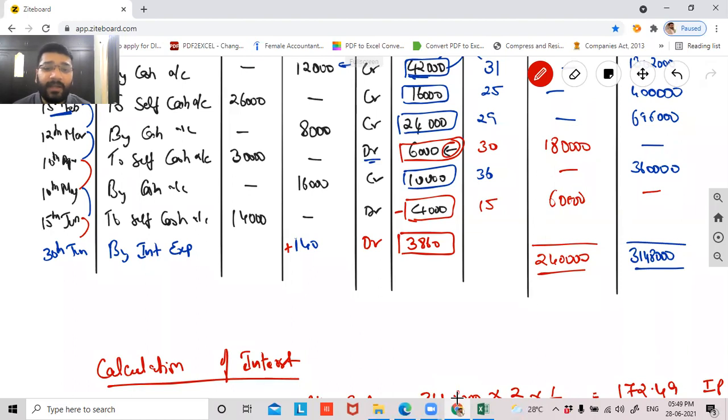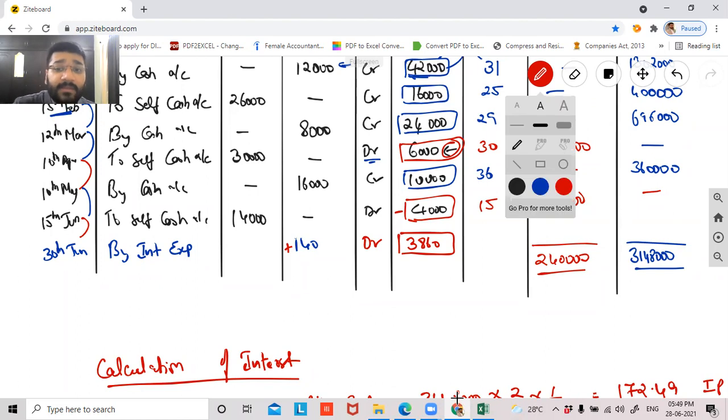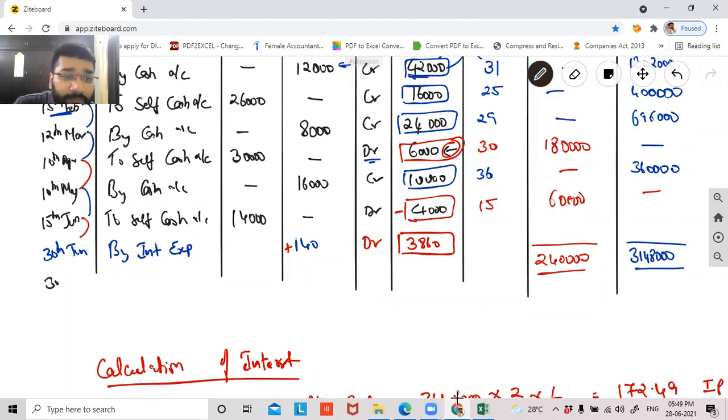That's all, guys. We are done with the question. Wait. What did I do? Yeah. So last column, guys, this 3,860 is balance carried down, no? So right at the end, again, 30th June by balance carried down. This is credit balance. So it'll come here, 3,860.